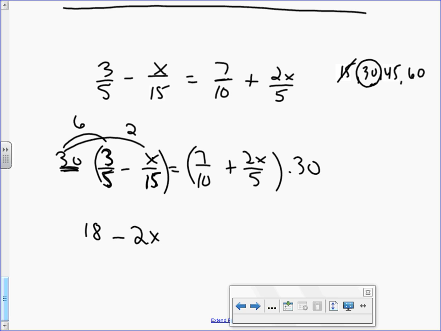On the other side, the 30 cancels with the 10 and gives you a 3. And 3 times 7 is 21. And the 30 and the 5 cancel and give you a 6. And 6 times 2 is... so do you see how that really isn't hard? Its very nature makes the arithmetic easy.